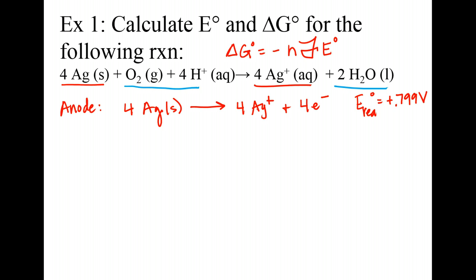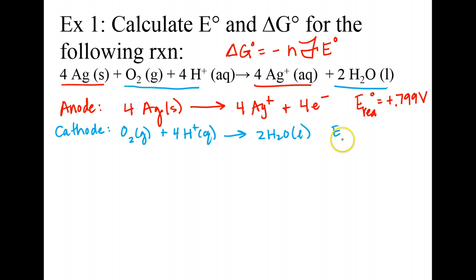If we take a look at the cathode, remember the saying red cat, reduction occurs at the cathode. We have oxygen, O2 gas, plus 4H+ aqueous yields 2H2O liquid. And the reduction potential for that half reaction is positive 1.23 volts.